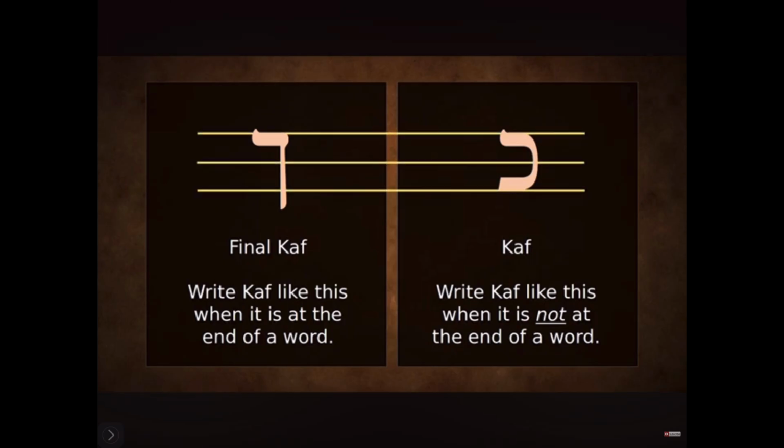Here you can see that the final kaf extends below the normal line of writing. A regular kaf is the same height as most other letters, but the final kaf is extra long at the bottom. Just like in English, a lowercase y or j dips down lower than the other letters.